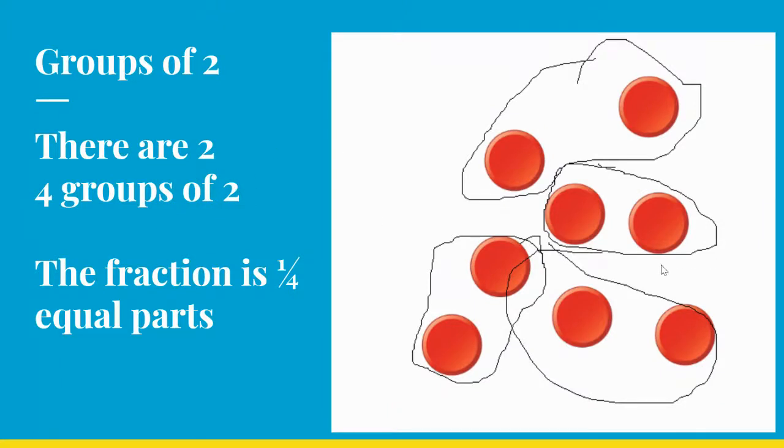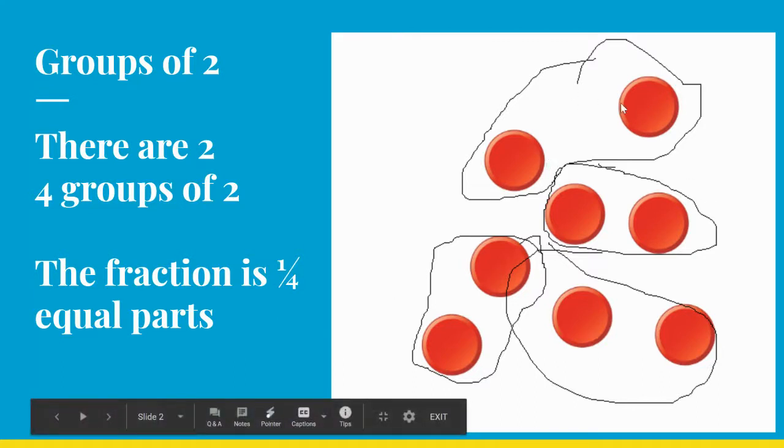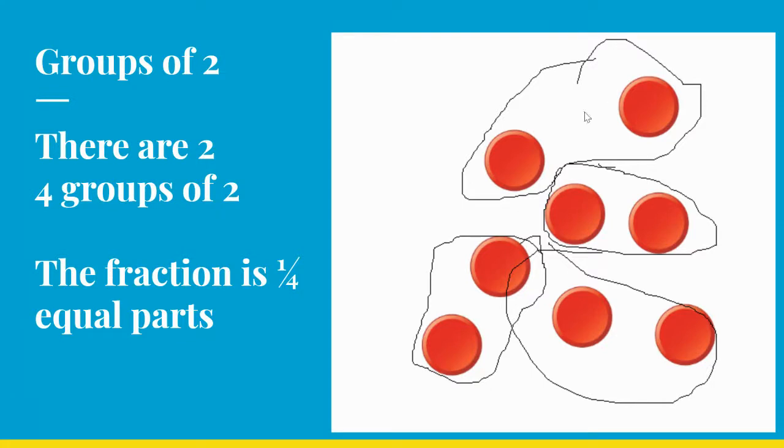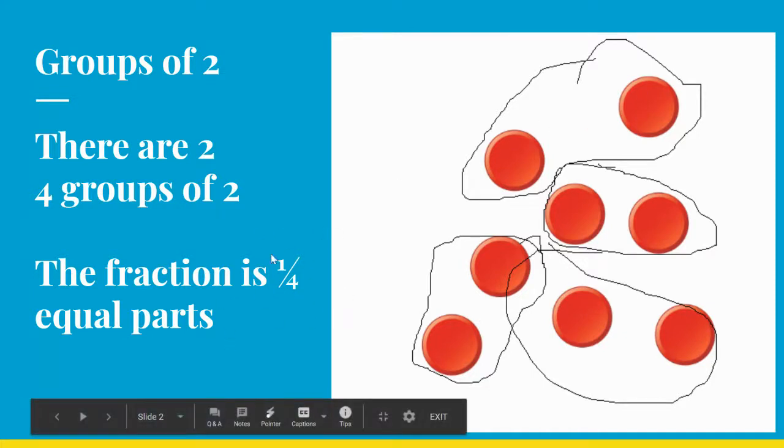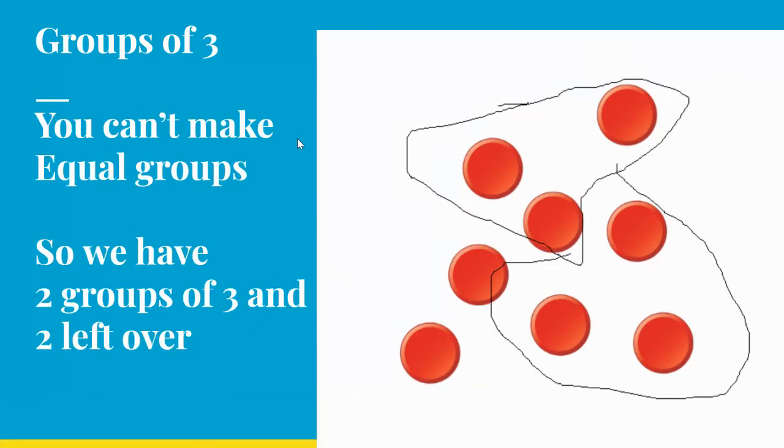There are 4 groups of 2, and they're all equal. The fraction is 1/4 equal parts because you have 1, 2, 3, 4. So if you were to focus on 1/4 of it, it would be 2 out of 8, or 1 out of 4. 1/4.